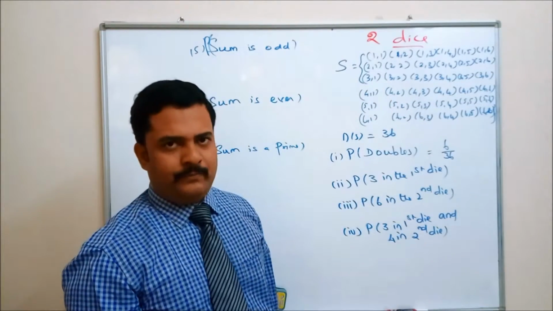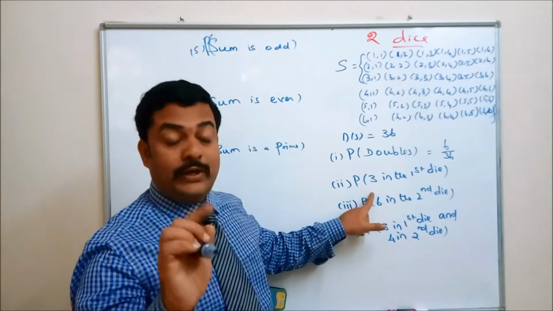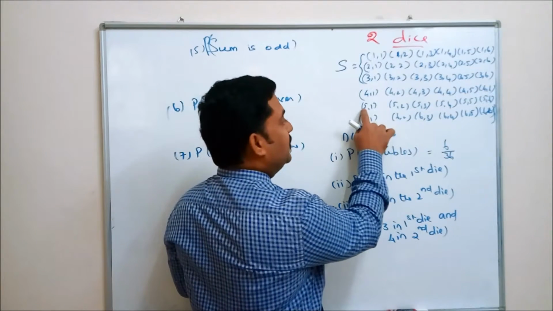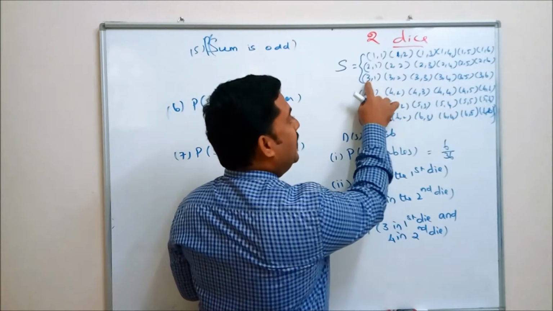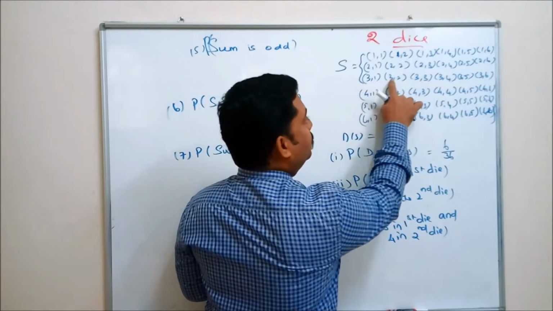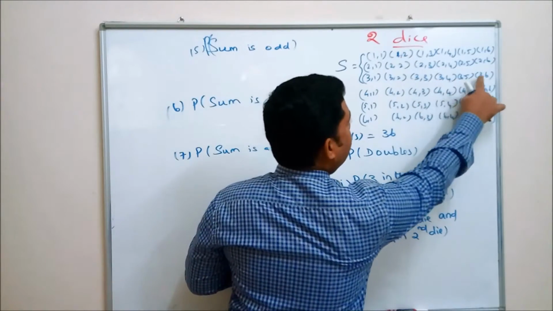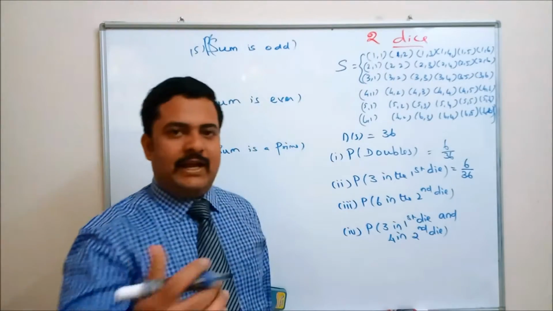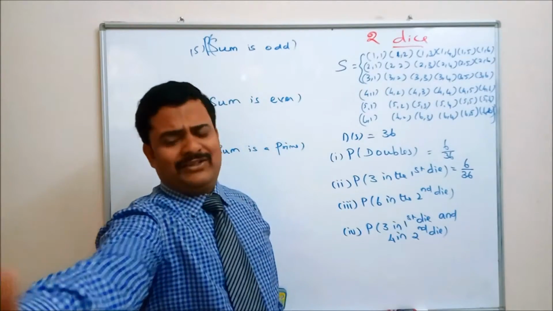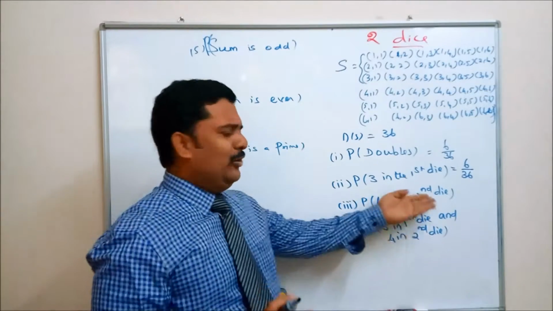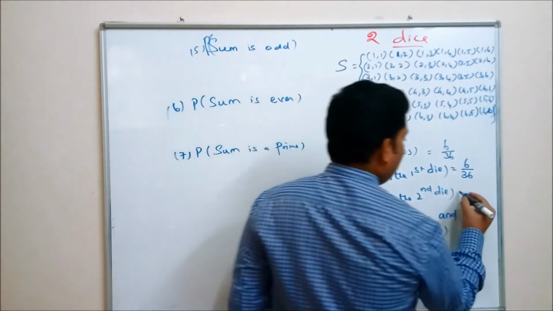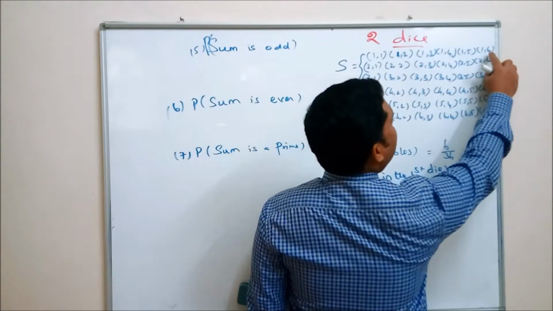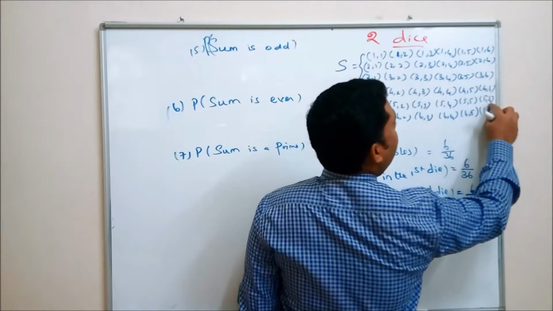3 in the first die. How many items are there? Consider only the first die. This is the first die and this is the second die. 3 in the first die: 1, 2, 3, 4, 5, 6. So totally 6. Now 6 in the second die. What is the answer? Correct. We'll be getting the same answer, right? So this is 6 divided by 36. Check: 6 in the second die: 1, 2, 3, 4, 5, 6.